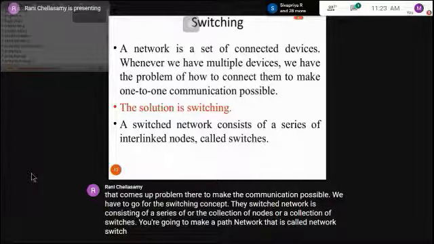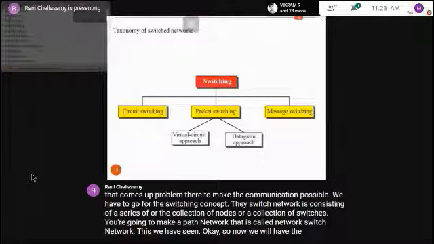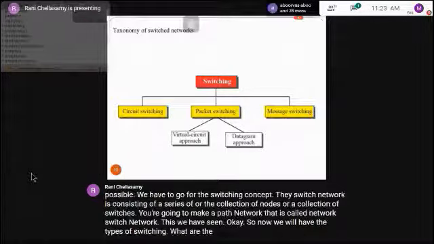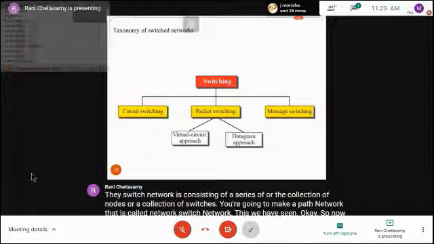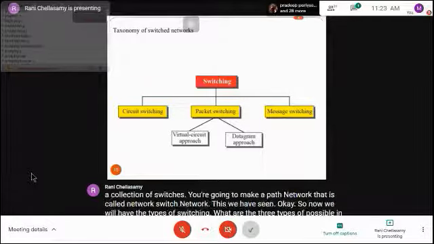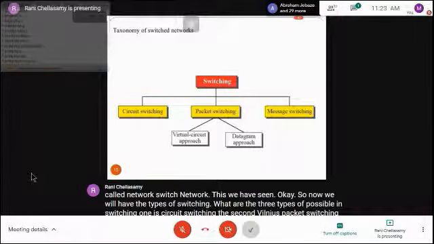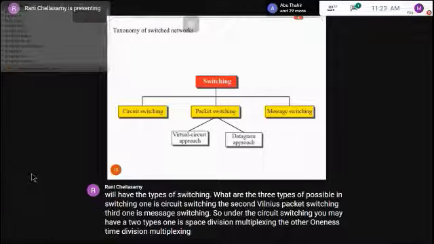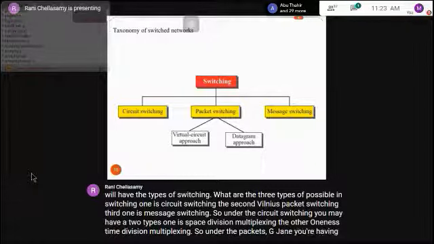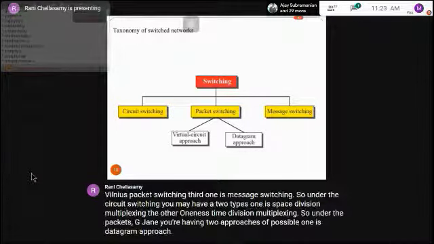Okay, so now we'll look at the types of switching. What are the 3 types possible in switching? One is circuit switching, the second one is packet switching, and the third one is message switching. Under circuit switching, you may have 2 types: one is space division multiplexing, the other one is time division multiplexing. Under packet switching, 2 approaches are possible: one is the datagram approach, the other one is the virtual circuit approach. Let's see them one by one.